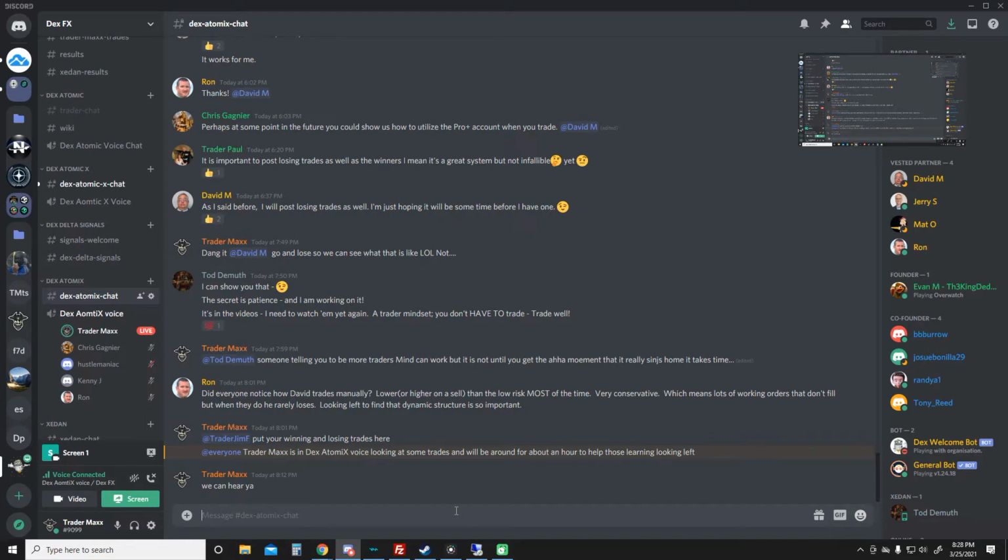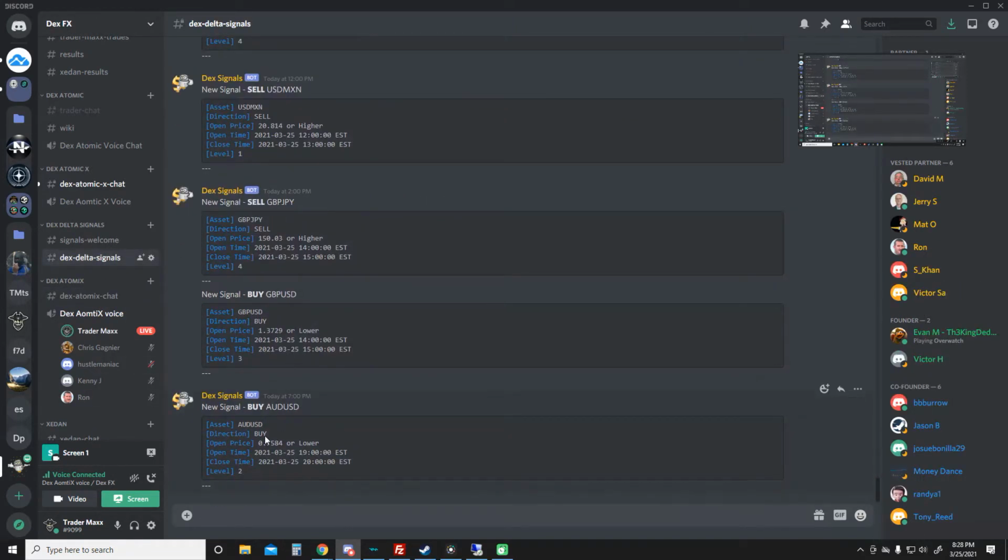If you have the Dex Atomix, you should have access to the Dex Delta. That'll help you decipher those trades. So when those things come over, jump into Dex Delta signals and have a look at that AUD USD, what this would be for you, and why we've chosen that level, 7584 or higher or lower, to take those trades and why to utilize them. And I'll show you and dissect that for you in this next part of the segment.